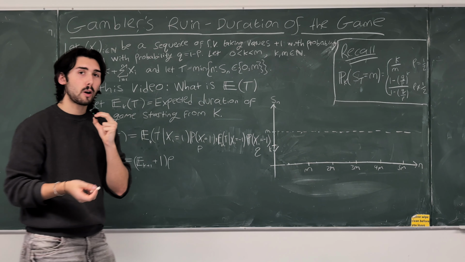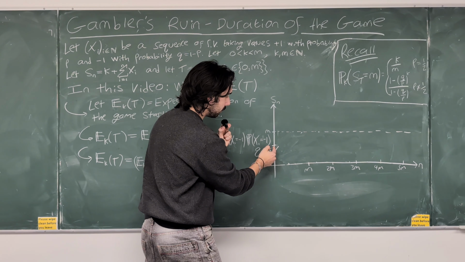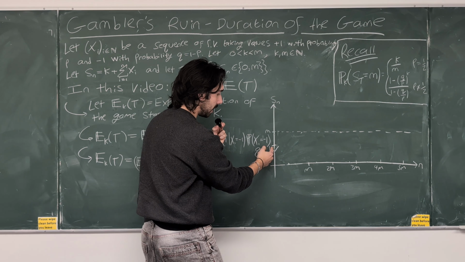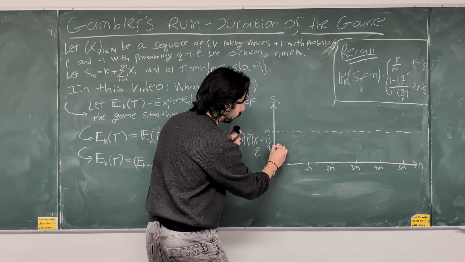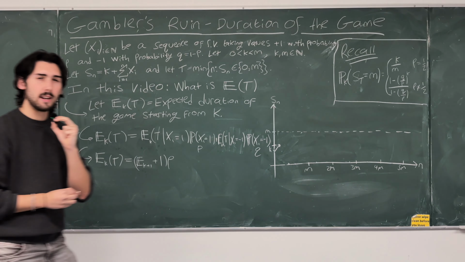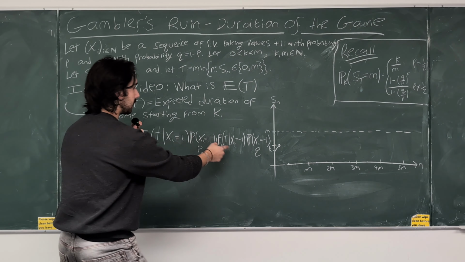But obviously, if I start from k plus 1, it's not exactly the same because I'm 1 step behind from here. So it's the same as starting from k plus 1, but I've also got to move 1 step across. So I'm here again, if that sort of makes sense. So that's why there's a plus 1 there.